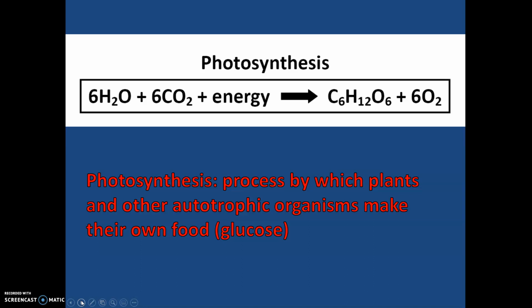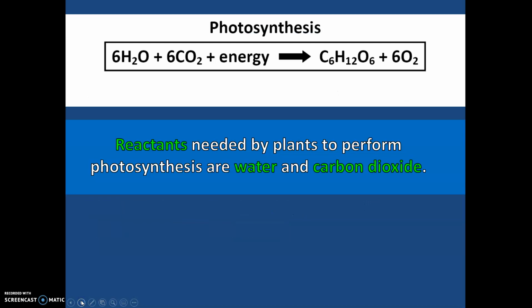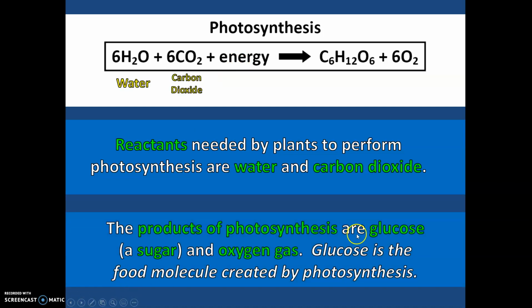Our next reaction is photosynthesis, and that's a process in which plants and other autotrophic organisms make their own food, glucose in particular. So for this one, our reactants that are needed by plants to perform photosynthesis are water, carbon dioxide, and of course energy, sunlight. And the products of photosynthesis will be glucose and oxygen. So glucose is a food molecule created by photosynthesis.